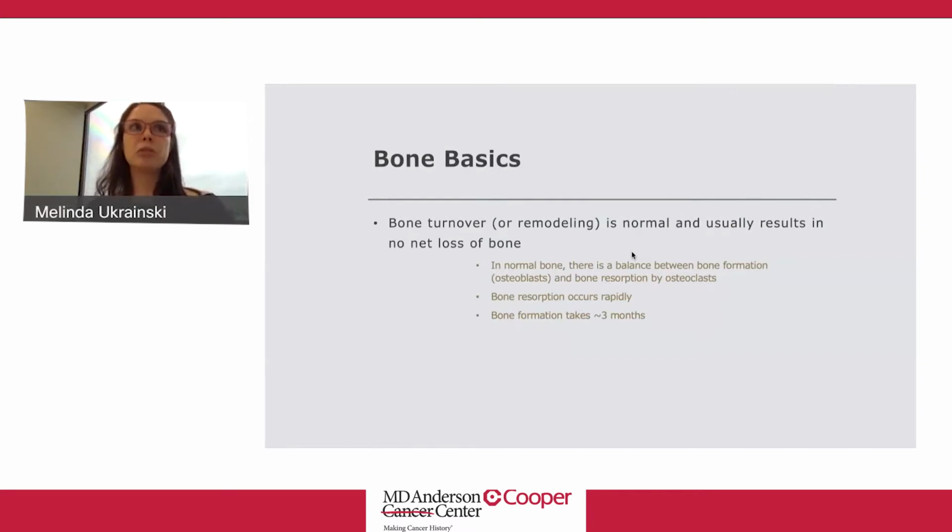In bone, there are two major types of cells. There are osteoblasts, which build bone, and osteoclasts, which resorb bone. In normal bone, there's a balance between the osteoblasts and the osteoclasts, which usually results in no net loss of bone. Bone resorption can occur pretty quickly, and bone formation can take a lot longer, about 3 months to build bone.